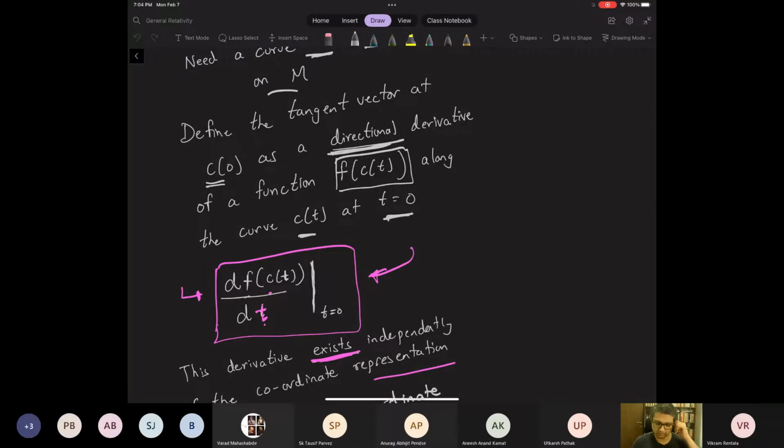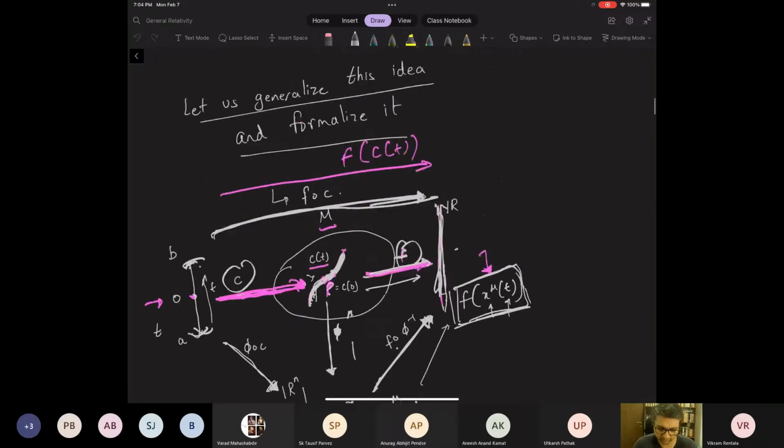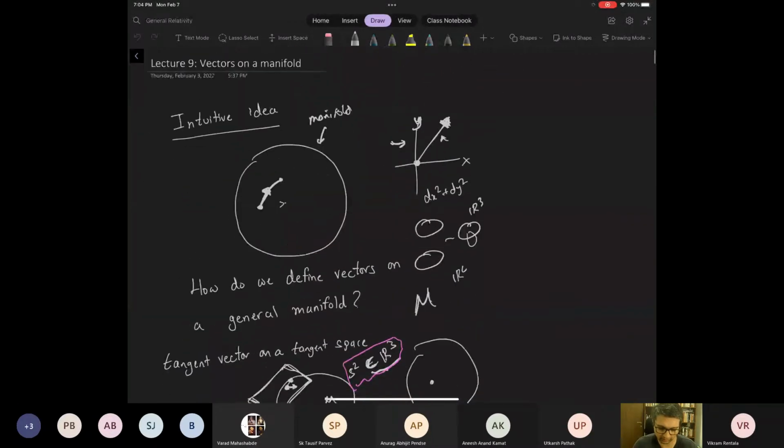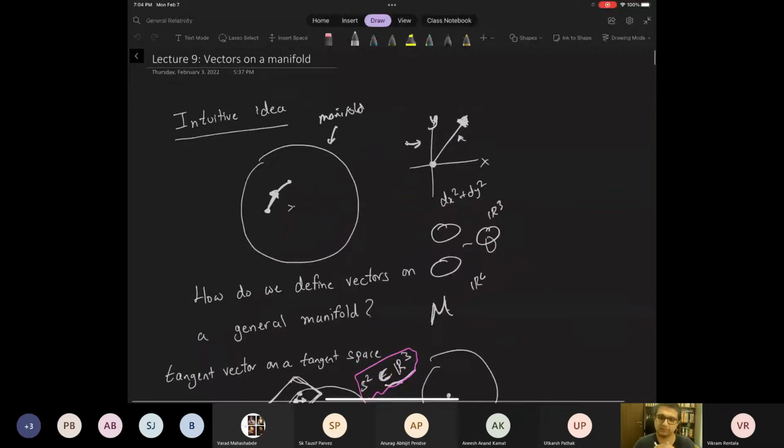Okay, so today we're going to continue our discussion of trying to define vectors on a manifold. And after that, once we define vectors, we'll be able to generalize to more complicated objects like tensors on a manifold.